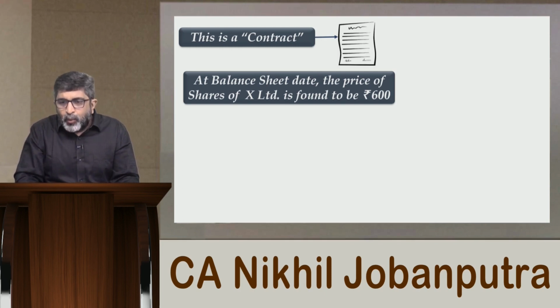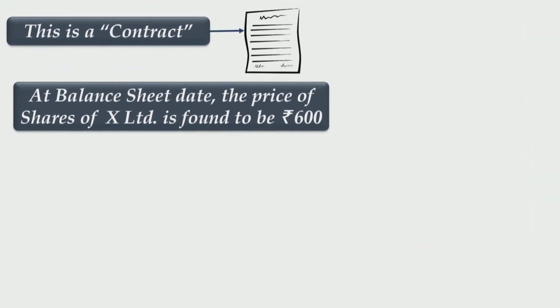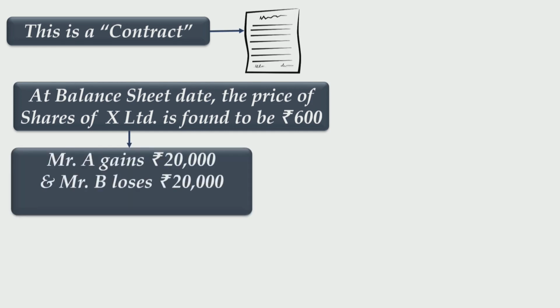So basically what I would want you to do as a follow up of that example, you may write that this is a contract and at the balance sheet date the price of share of X Limited is found to be 600. A gains rupees 20,000, B loses rupees 20,000. How we got 20,000? It was simply the difference between 600 and 560 multiplied by 500 shares, and this will give you the overall difference of 20,000. So please write these 3 lines quickly and then I take you ahead.